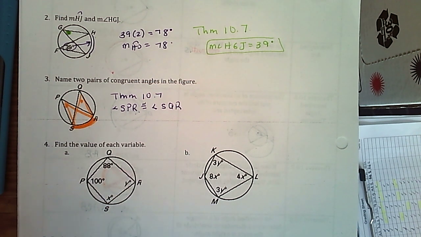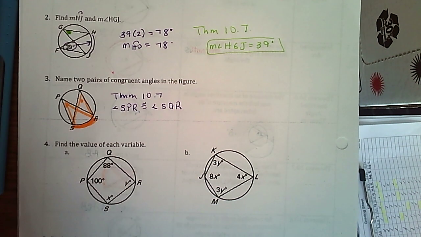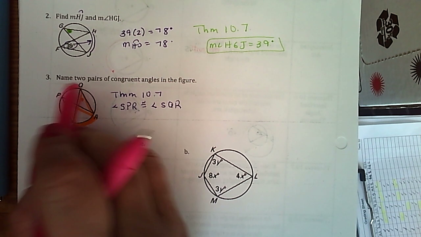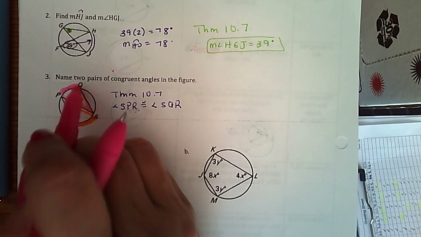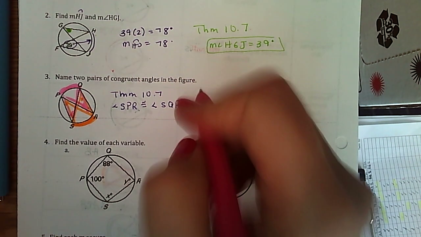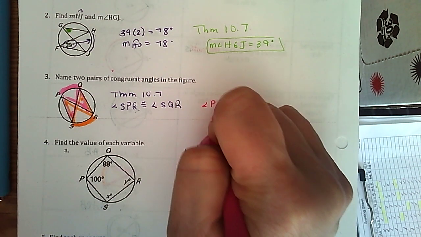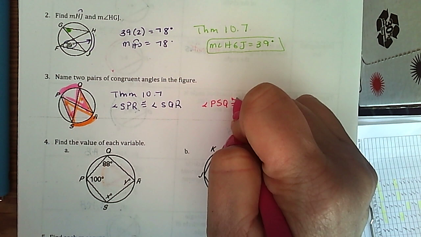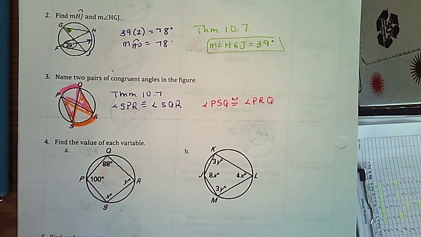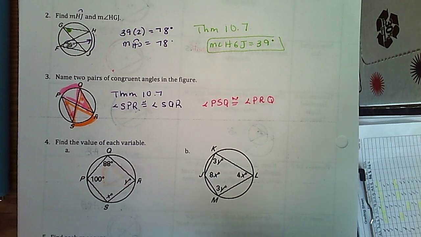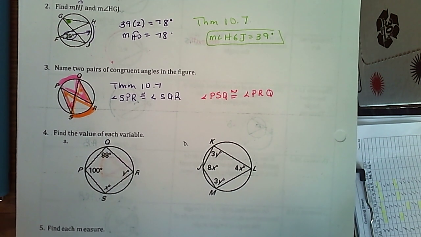By the same token, it says 2 pairs of congruent angles opening the other direction. So now coming the other direction, opening up to this arc over here. That means this angle opens up to that arc, and this angle opens up to that arc as well. So angle PSQ is also congruent to angle PRQ. 2 sets of congruent angles. When they open up to the same arc, they are both congruent.